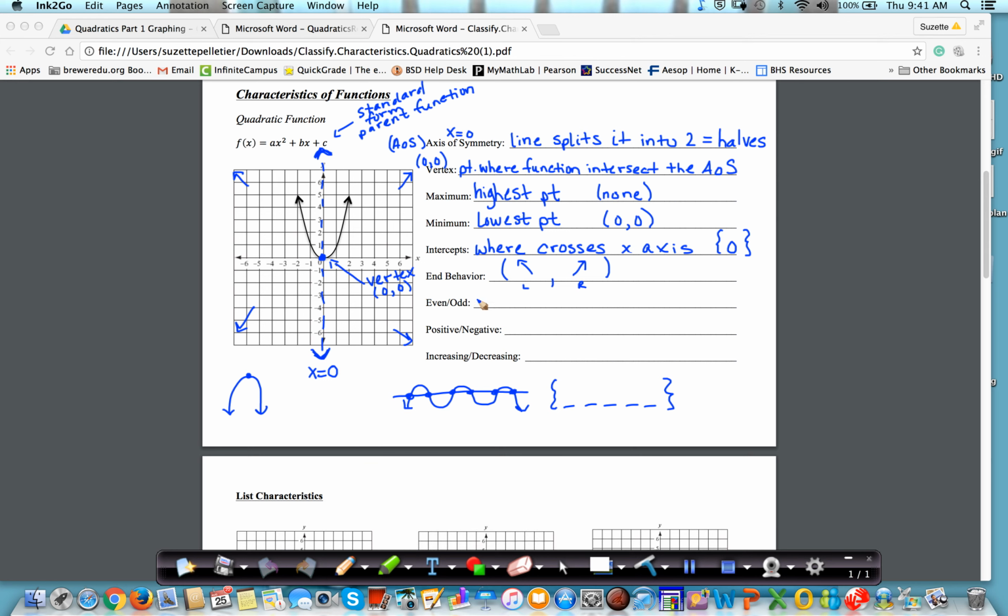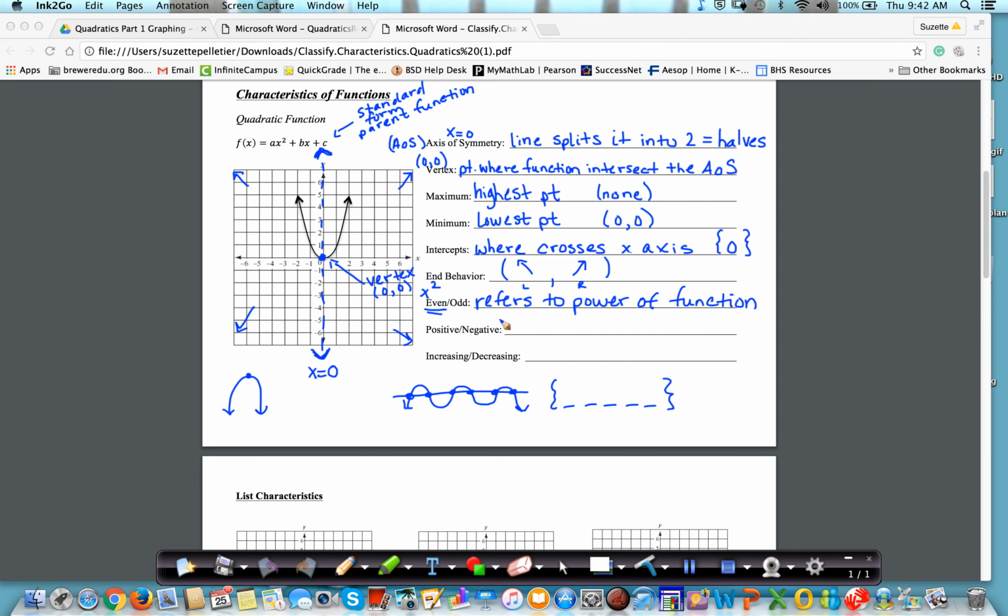Even and odd, this refers to the power of the function. So since it's a quadratic and it has a power of x squared, it's an even function too.